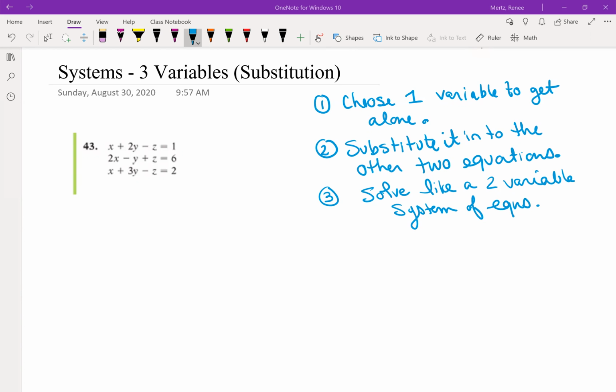So what we're going to do first is we're going to choose one variable to get alone. It doesn't matter which variable you choose, just make it be easy. So I guess I'm just going to start with the first equation. I'm going to get this x alone. So x equals negative 2y plus z plus 1. So I just reversed it to be a negative 2y.